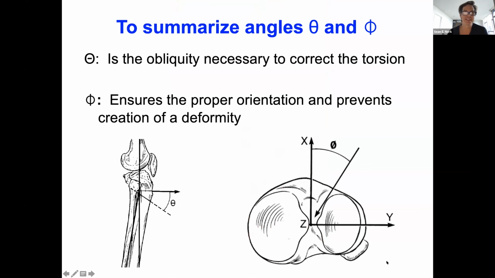So to summarize these confusing angles, angle theta is the obliquity necessary to correct the torsion. Angle phi ensures the correct orientation.